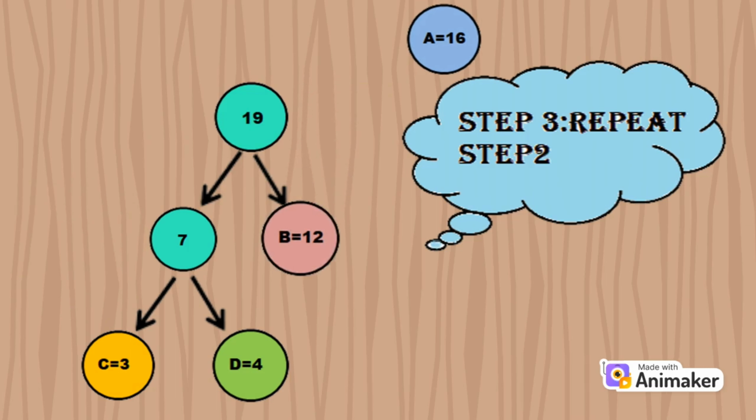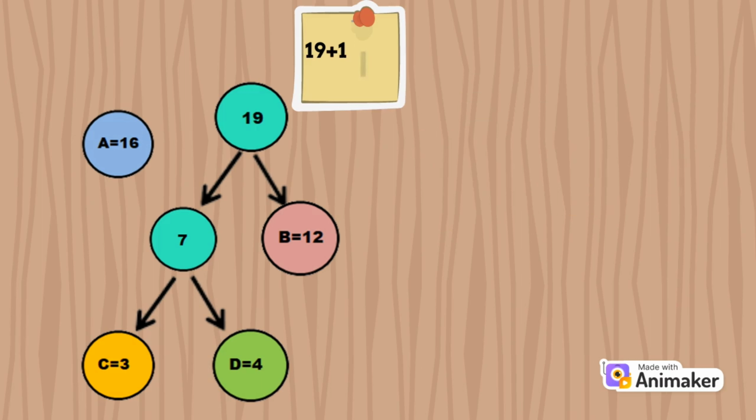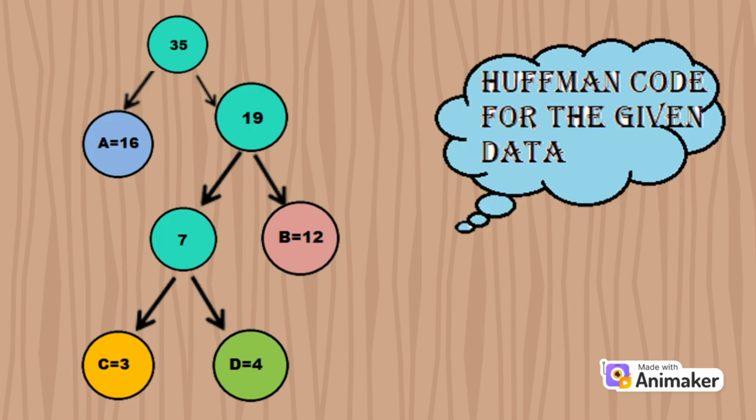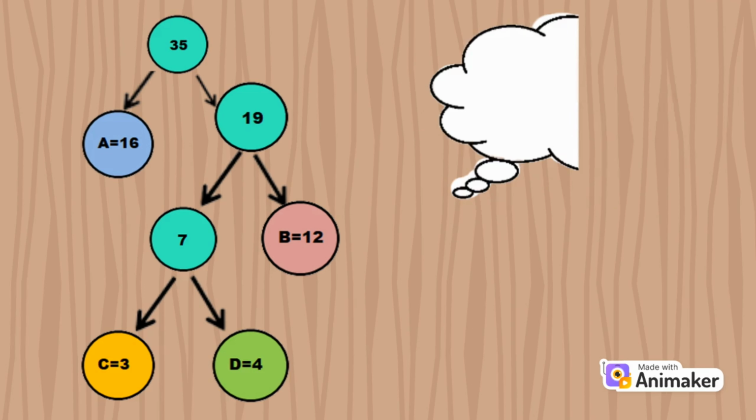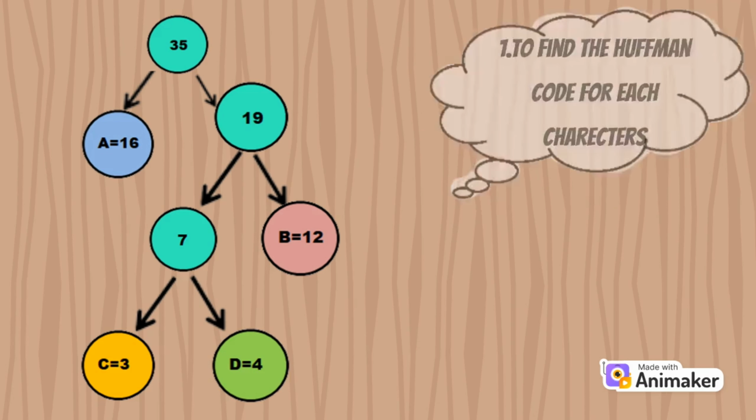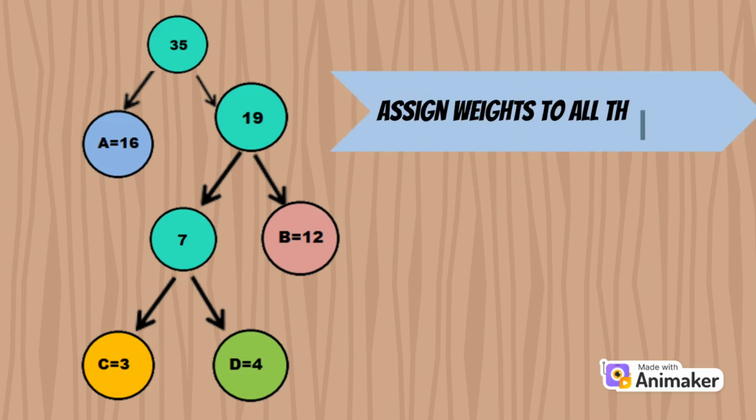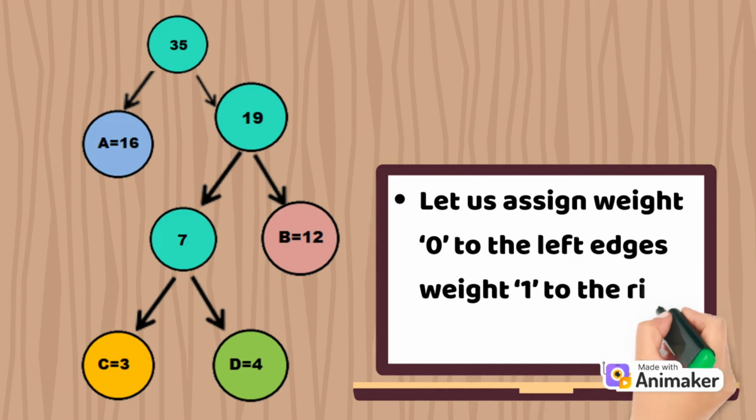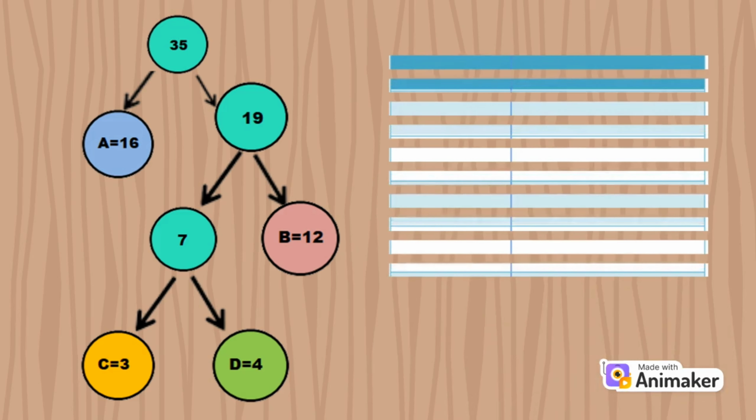Again, we take the remaining least frequency 16 and add it with the last value 19. By adding 19 and 16, we get a value of 35. This is the Huffman tree for the given data. Next, to find the Huffman code for each character, we assign weights to all the edges. Let us assign weight 0 to the left edge and weight 1 to the right edge. Here 0 and 1 are prefix codes.